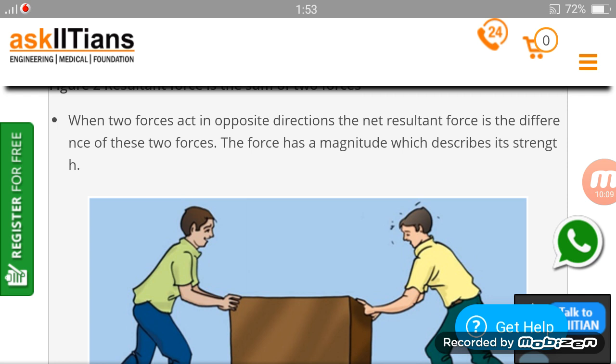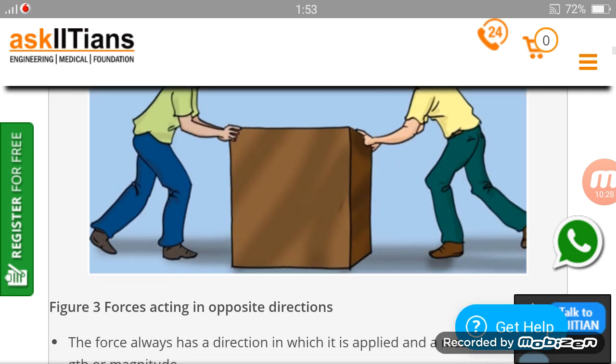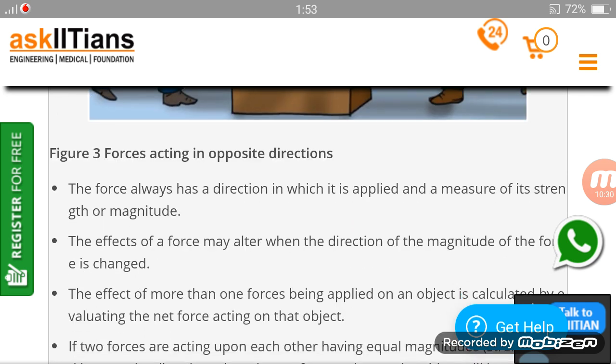So, if somebody asks what magnitude is, we should say that the force has a magnitude which describes its strength. Magnitude is equal to how much force is applied. You can say this also: how much force is applied is equal to the magnitude. So in this figure they were showing that force is acting in opposite directions.